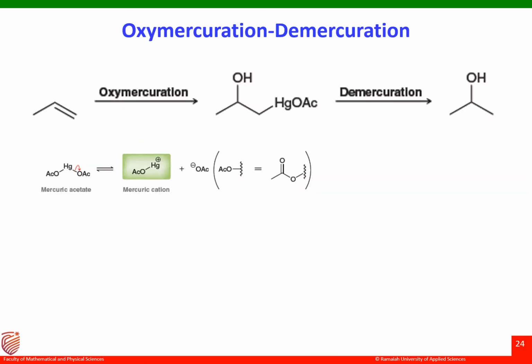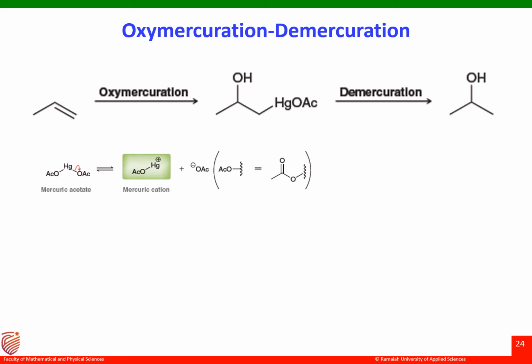Let's go for one more set of reactions, which is oxymercuration. The terminology oxymercuration and demercuration means I am going to add oxygen and mercury, and at the same time I am going to remove the mercury. That is why it is demercuration, whereas the oxygen remains itself. I am removing only the mercury, therefore demercuration. Please understand the terminology.